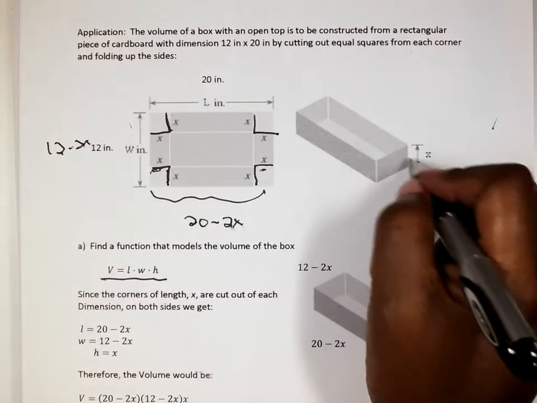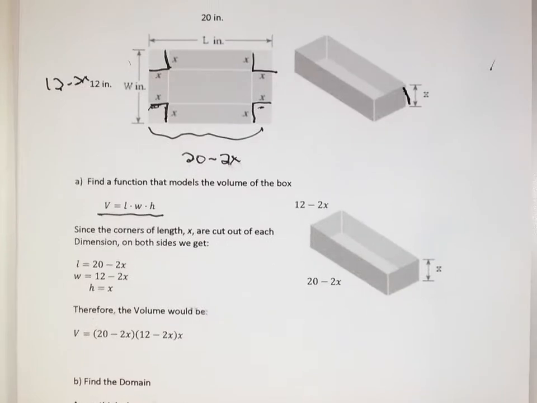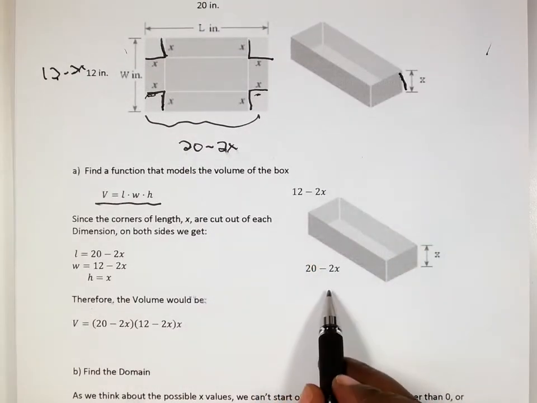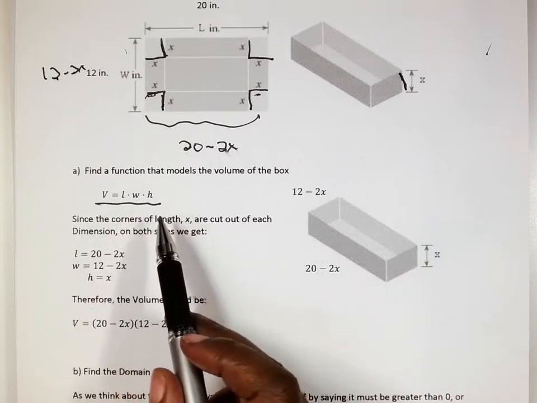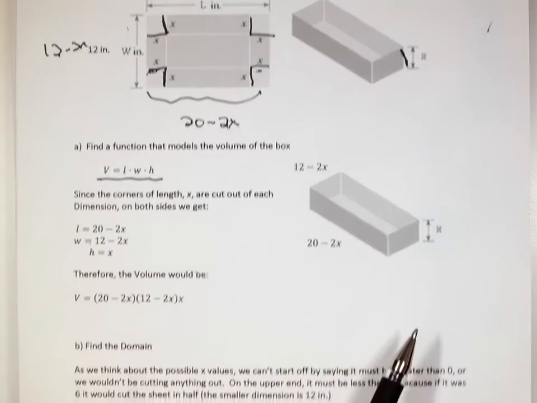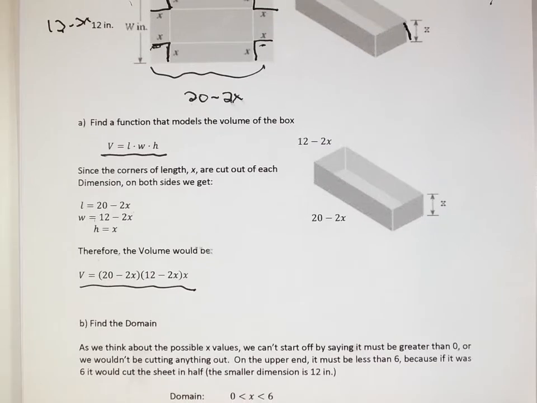And then the height of the box is whatever we cut out, which was x. So we have 12 minus 2x for one dimension, 20 minus 2x, and x, and that's going to be length, width, and height. So length, 20 minus 2x, width, 12 minus 2x, height is just x. And therefore, this is what the volume of the box would be. Now you can multiply that all out, which I don't expect you to do. It's fine just leaving it like that.